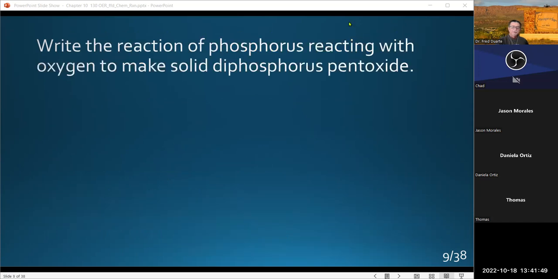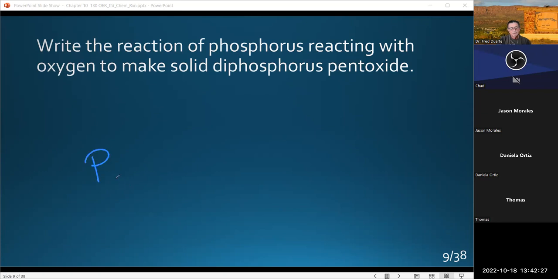Here's another reaction. Now we've been working with ionic compounds, and we know that because the products are a metal-nonmetal combination. But if you read this, you can see that now we're working with covalent compounds. We have phosphorus reacting with oxygen to make solid diphosphorus pentoxide. Diphosphorus pentoxide, 2 nonmetals, therefore a covalent compound.